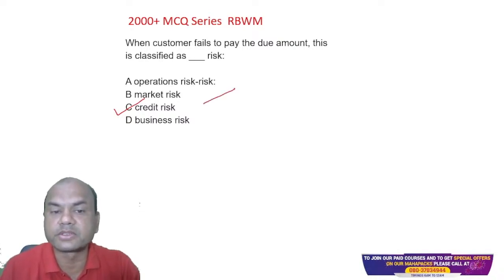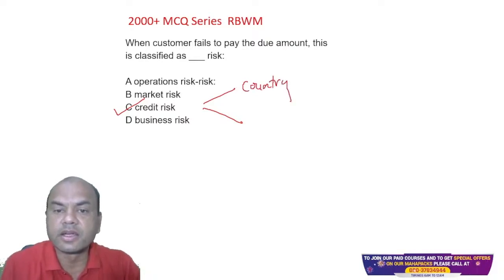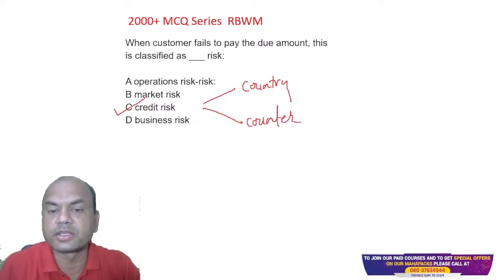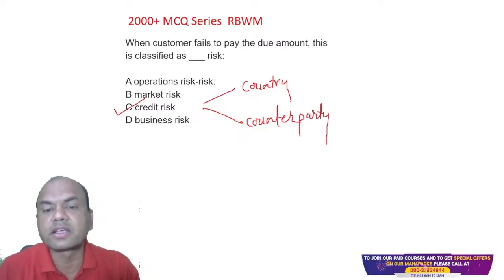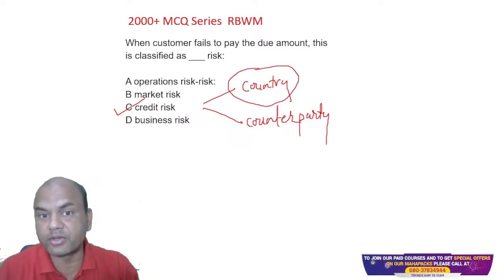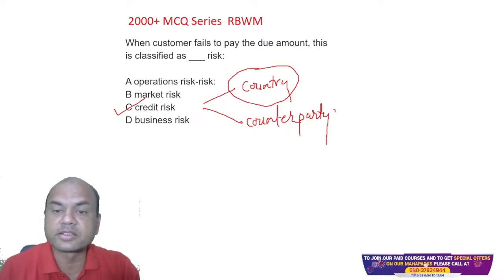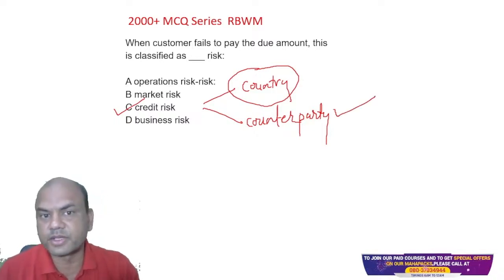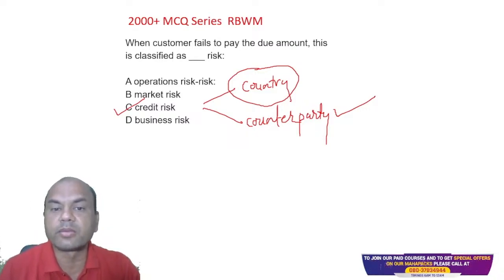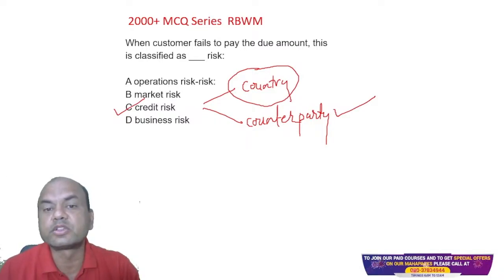Credit risk is of two parts, always remember. One is country risk, and second is counterparty. Counterparty means the person in front of you who is not able to pay you. In retail banking, generally country risk is not there, because we don't give loans outside the country in retail. So this is the main risk in credit risk, basically in retail banking. That's why it's called counterparty. Counterparty means this person, the customer, fails to pay you the due amount.